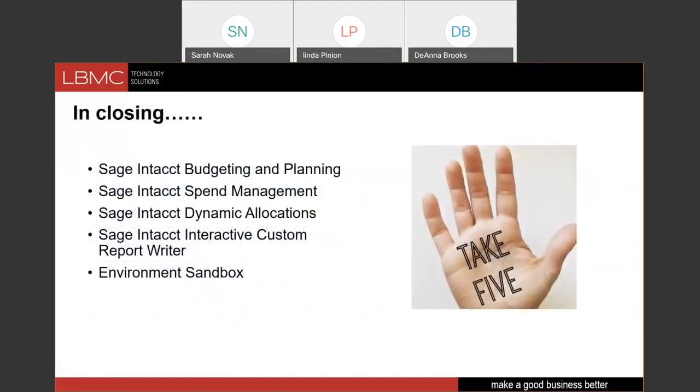So in closing today, I just want to finish up by reminding you that we've talked about 5 things today: budgeting and planning, spend management, dynamic allocations, interactive custom report writer, and the sandbox. There are many other areas that you can improve your landscape with Sage Intacct. So if there's something that we didn't touch on today, please go back and reach out to Deanna. I know she'll be reaching back as well. Make sure that we have an opportunity to talk to you about whatever your requirements are.